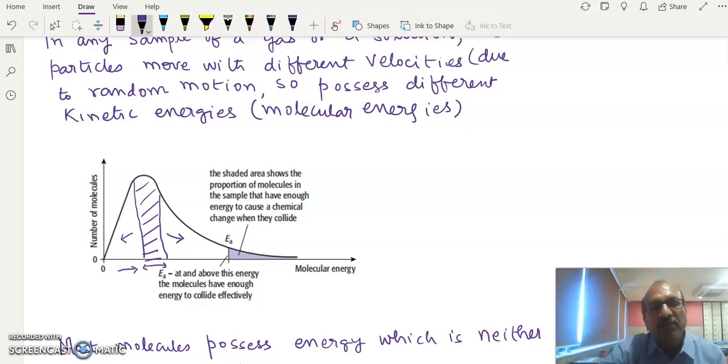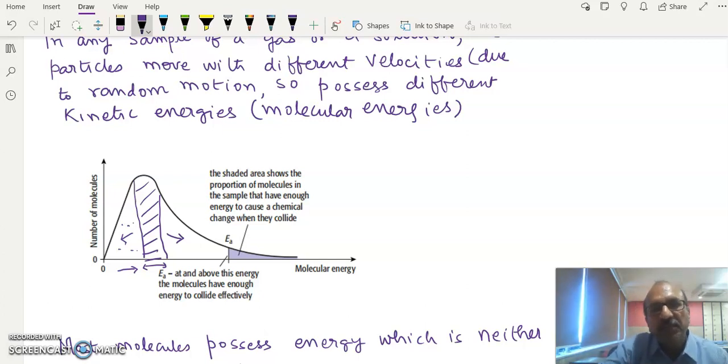This is what Boltzmann found out by his analysis, that most of the molecules in a sample will have molecular energies, which is due to the motion, the kinetic energy, which is not going to be too high and not going to be too low. There will be some molecules possessing very low energies in this region, and there will be molecules possessing very high energy in this region, and this is the highest amount of energy possessed by the molecules. Now, how does it help us in understanding the rate of the reaction? That's what I'm going to explain now.